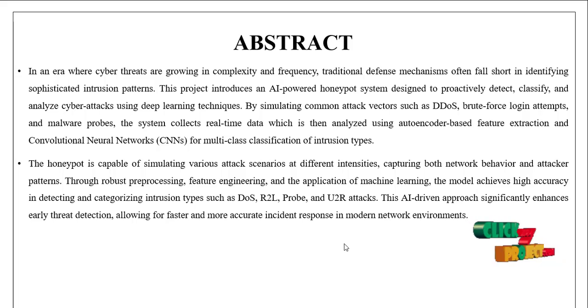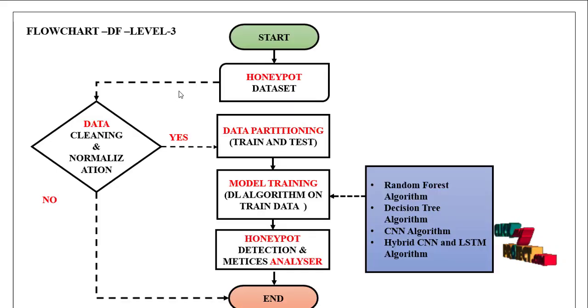Our project flowchart: first we start the Anaconda Navigator Spyder tool. We collect the dataset from Kaggle, a honeypot KDD Cup 99 dataset. We have taken the intrusion data types, four types of data: DDoS, probe, U2R and R2L. So these are the types we have checked.